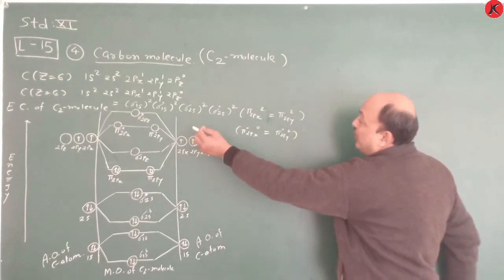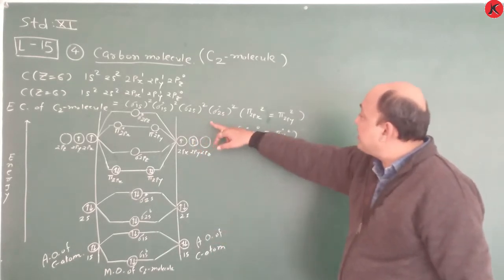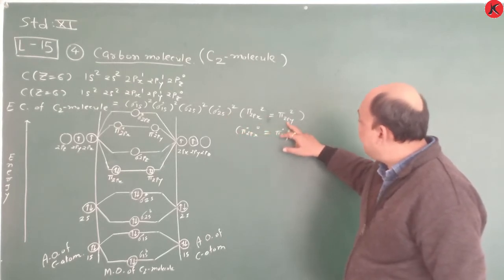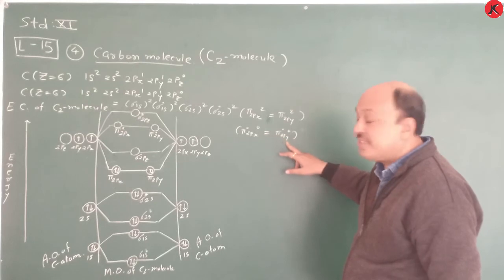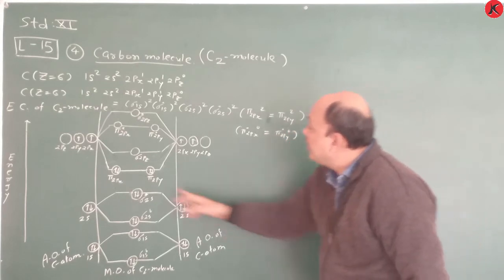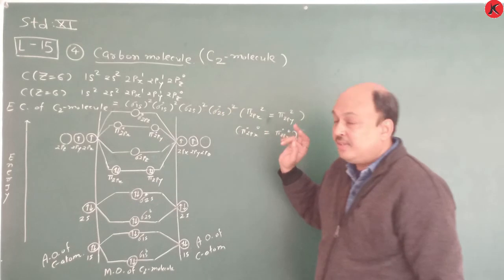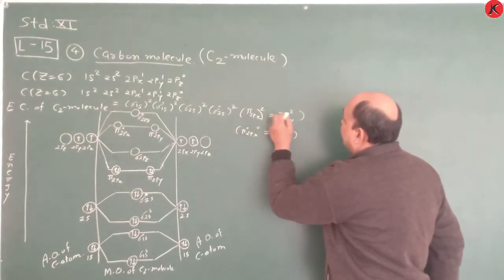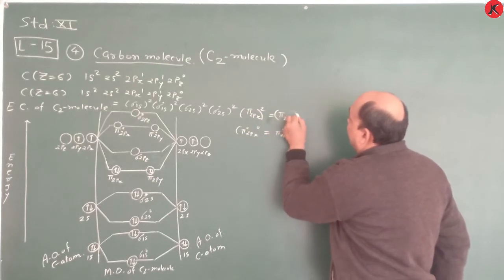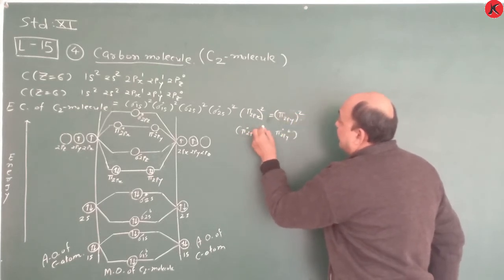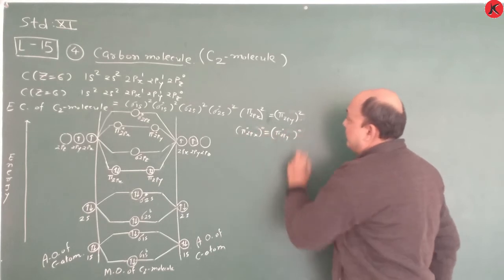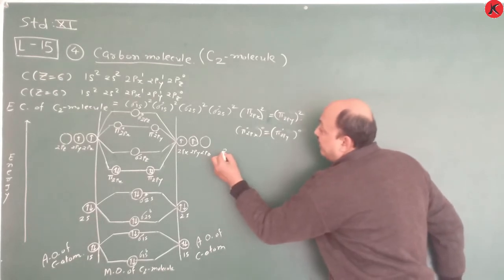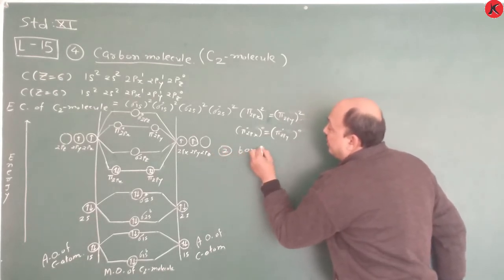Just you see, this is the C2 molecule: sigma 1s2, sigma star 1s2, sigma 2s2, sigma star 2s2, pi 2px2 is equal to pi 2py2, pi star 2px0 is equal to pi star 2py0. 2 electrons are there, that's why we write 2. So this is very, very important. We can write this way, there is no problem. Here 0 and here also 0. Write down the electronic configuration of the C2 molecule. Now, second thing, bond order.